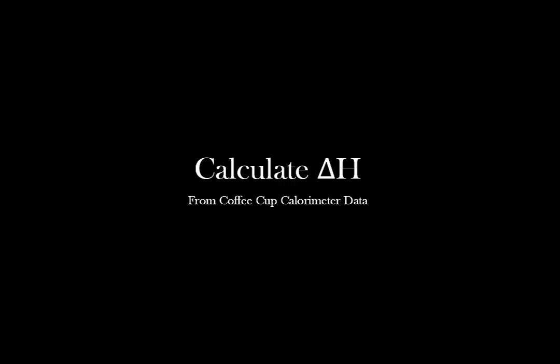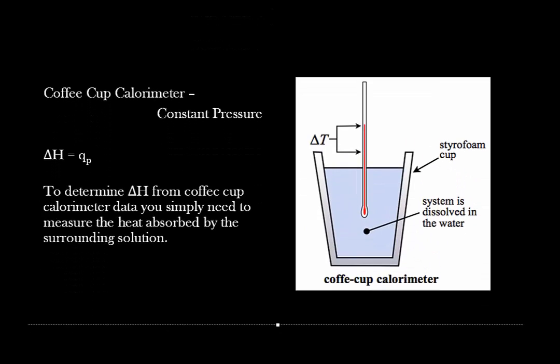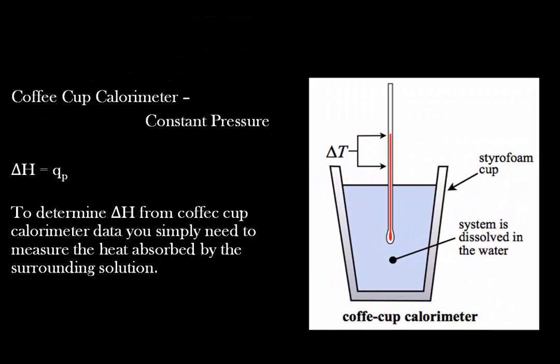One can calculate the change in enthalpy from coffee cup calorimetry data. This is because the coffee cup calorimeter is open to the atmosphere, so the heat flow is occurring at constant pressure. And by definition, change in enthalpy equals heat flow at constant pressure. So to determine the change in enthalpy from the coffee cup calorimeter data, you simply need to measure the heat absorbed by the surrounding solution.